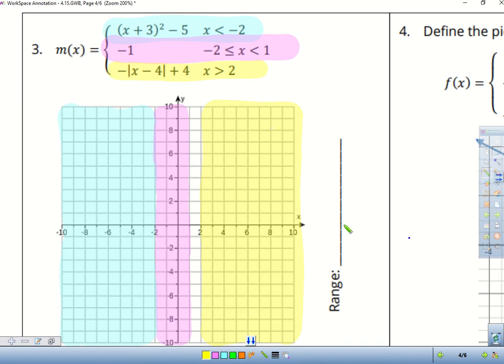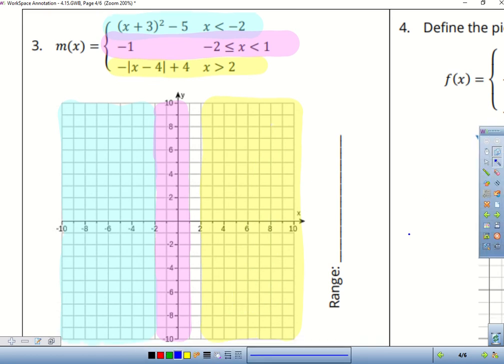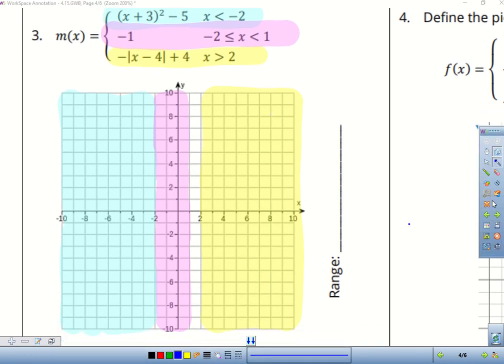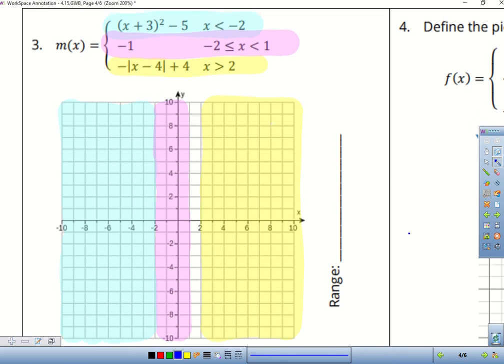Alright, so now we'll go ahead and graph our functions. And you can see we're going to have a discontinuity, right? Everybody see how we already know that from just the shading alone? Okay. So, what kind of function is this first one right here? Good. What's the vertex of it? -3, -5. Good. So -3, -5 down here.